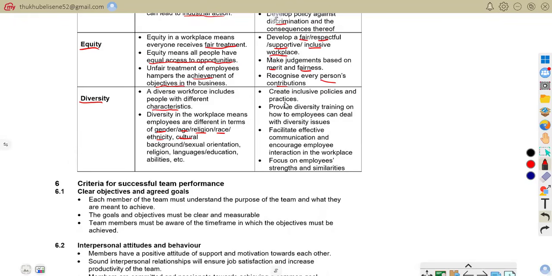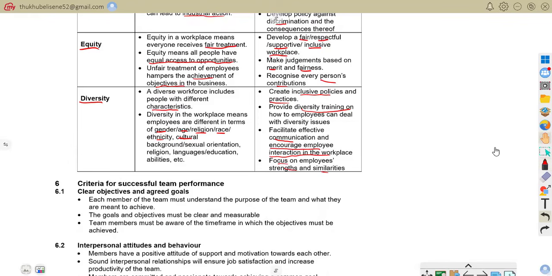So how are we going to address this factor? Create inclusive policies and practices. Provide diversity training on how employees can deal with diversity issues. Also facilitate effective communication and encourage employee interaction in the workplace. Focus on employee strengths and similarities. So those are factors that can influence team relationships and ways to address them.